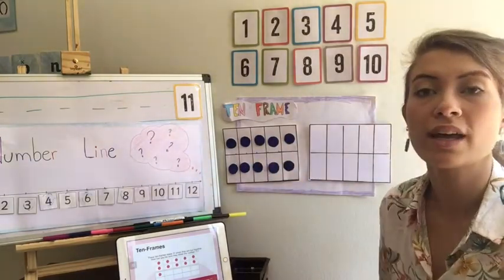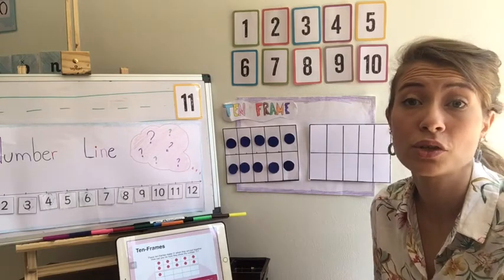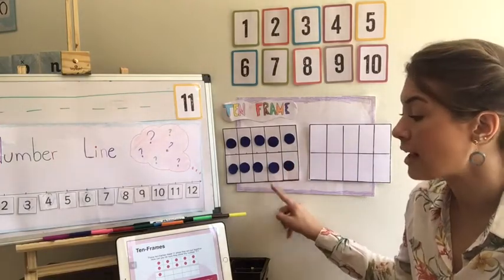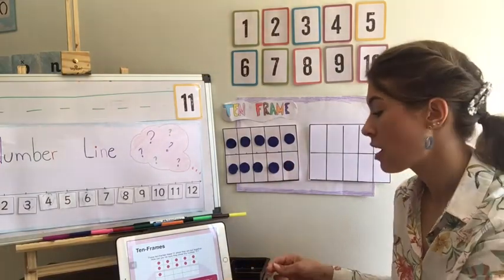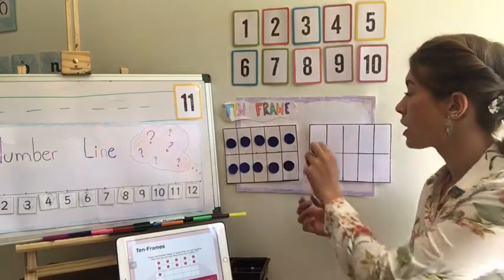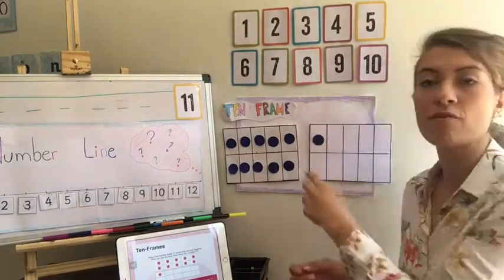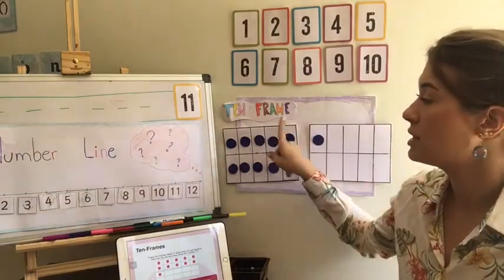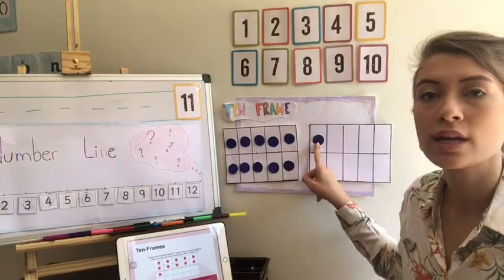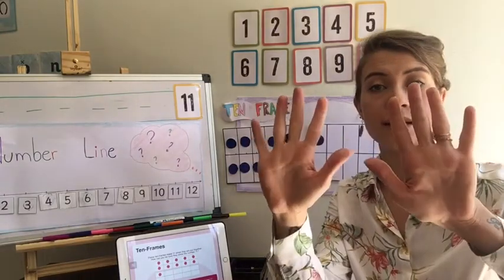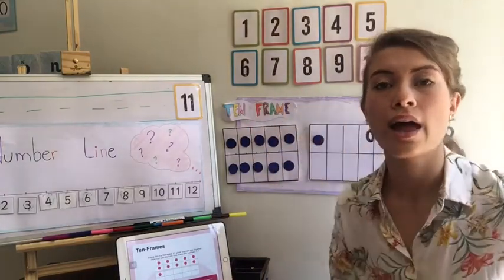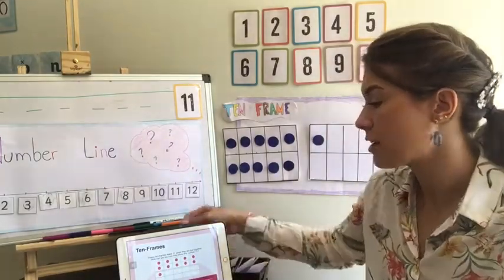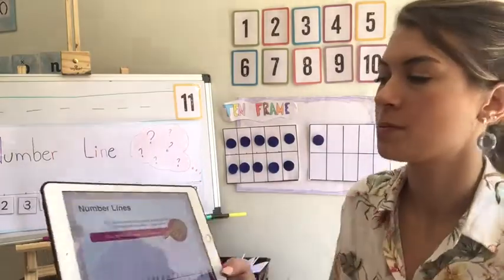10 over here, and this is my first 10 frame, but I'm going to use another 10 frame to represent the number 11, because I know here I have 10, and if I put one counter more in my second 10 frame, I'm going to have 11, because I know 10 add 1 is 11. 10 add 1, 11. Good. That's one way to represent the number 11 here in these 10 frames.